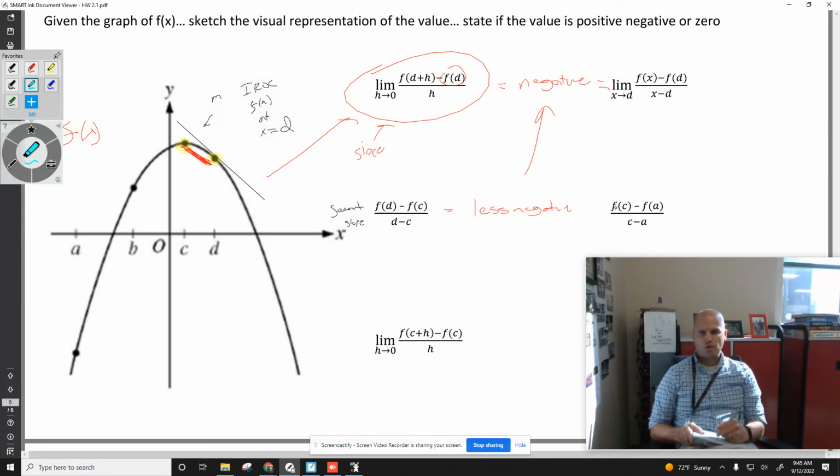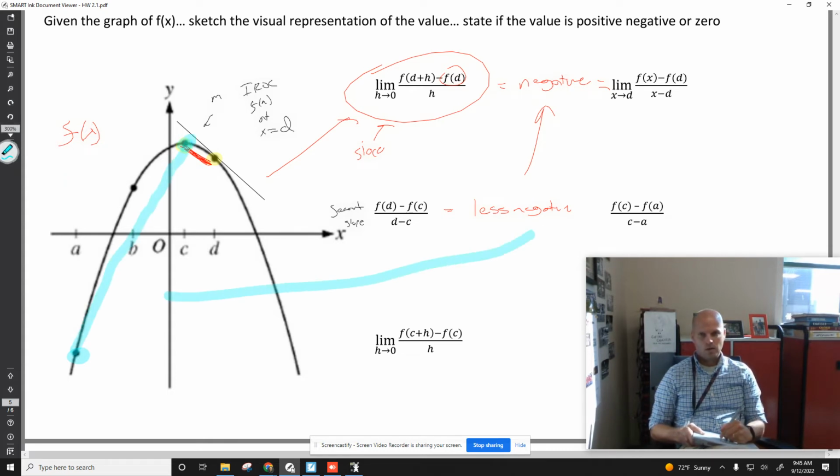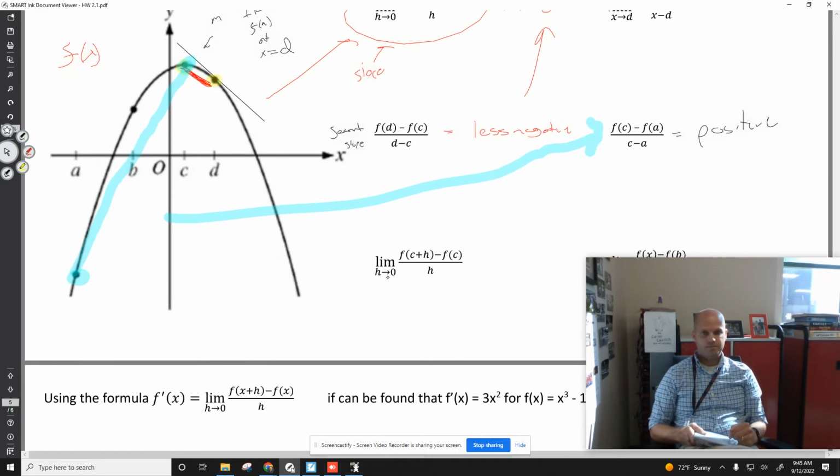This is a secant slope again, but now it's between A and C. Now, the slope of this line, I know is super positive. It's going to be a big value.